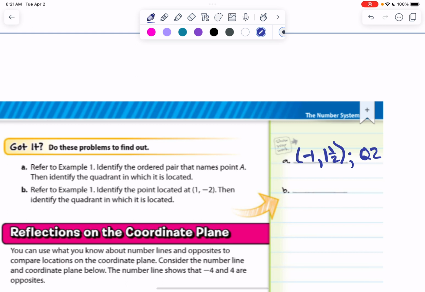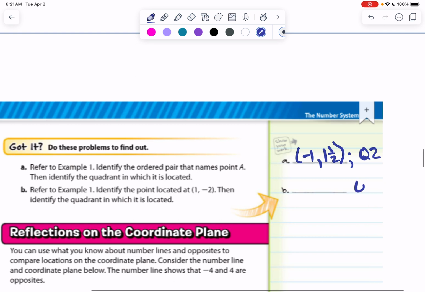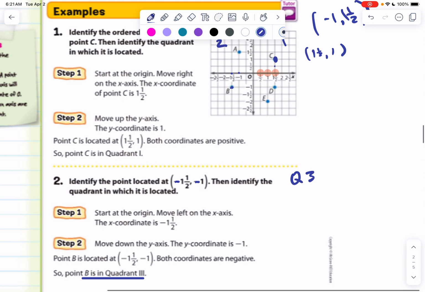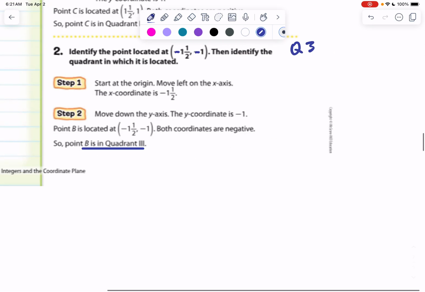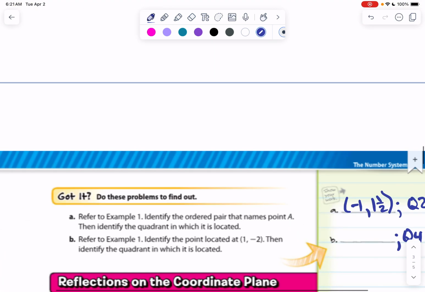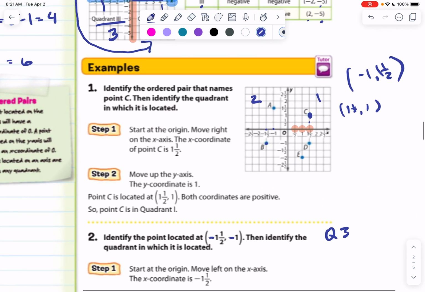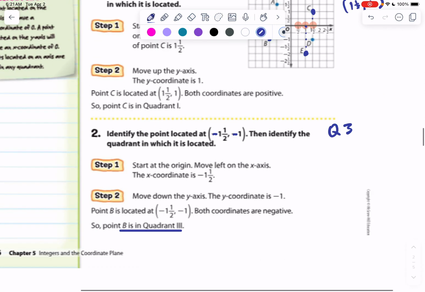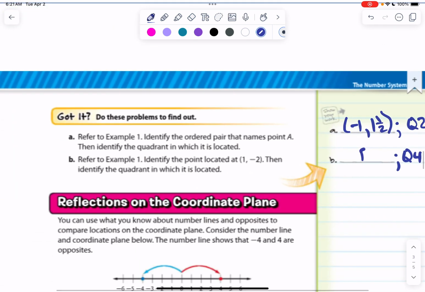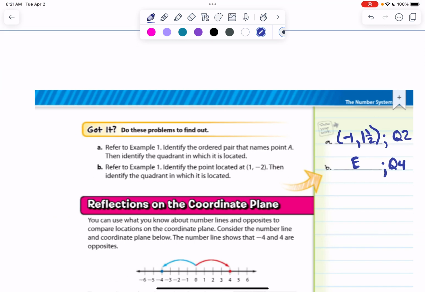Refer to example 1. Identify the point at 1, -2. Then identify the quadrant. So positive, then negative. That's going to be quadrant 4. Let's go take a look. 1, -2. So, which example? Sorry. That was example 1. Okay. 1, 1.5, 1.5, 2. Point E. So point E, and that's in quadrant 4. All right.